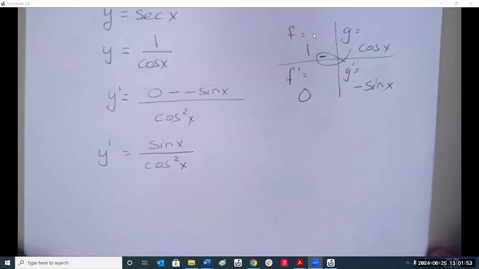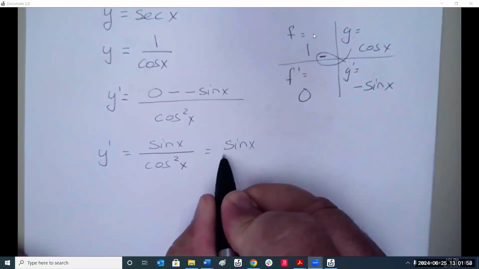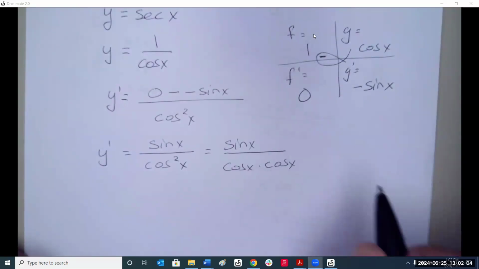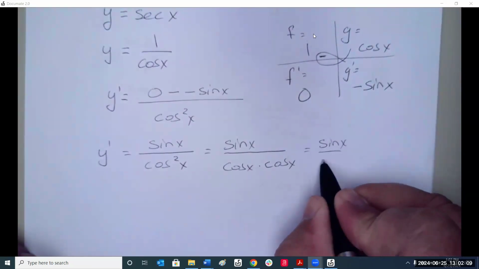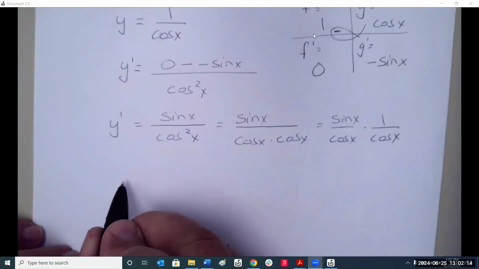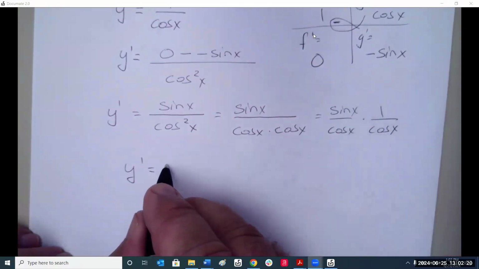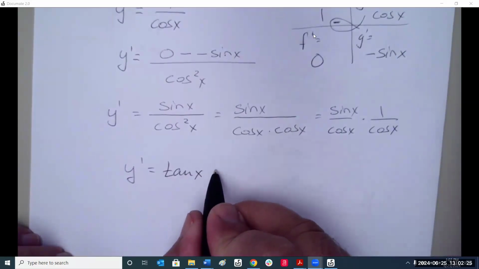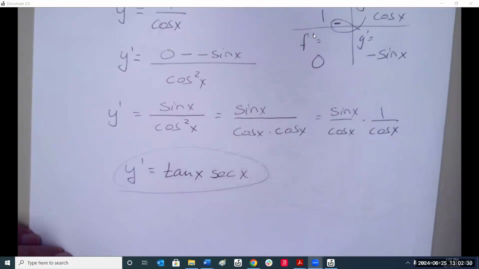But let's rewrite this into terms we know. This is sine x over cosine x times cosine x, which is sine x over cosine x times 1 over cosine x. What is sine over cosine? Tangent. What is 1 over cosine? Secant. So that's the first derivative.